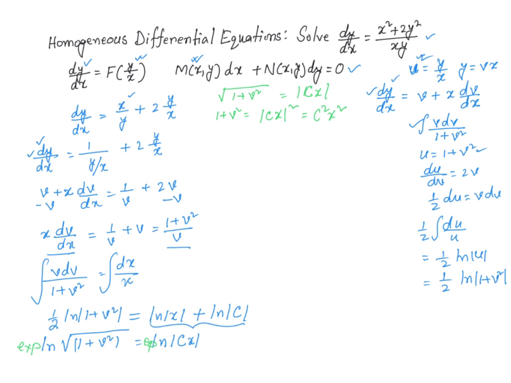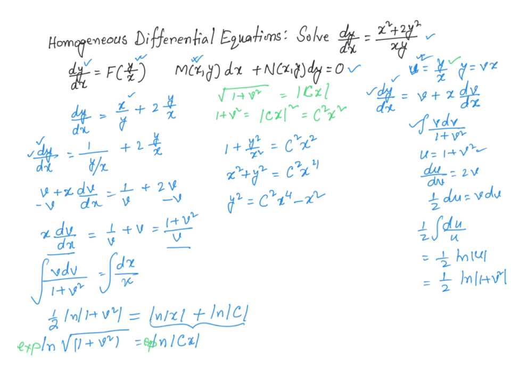However, v is y over x. So if I substitute that value, it's going to be 1 plus y squared over x squared is equal to c squared x squared. Now I can multiply both sides by x squared. That results in x squared plus y squared on the left hand side, and on the right hand side c squared x to the power 4. If I solve for y squared, it gives me y squared is equal to c squared x to the power 4 minus x squared.